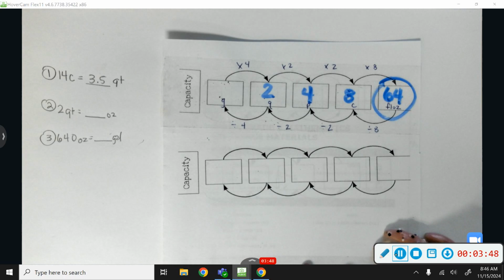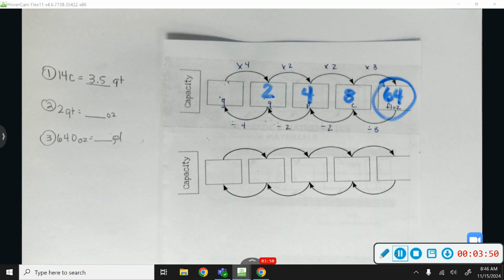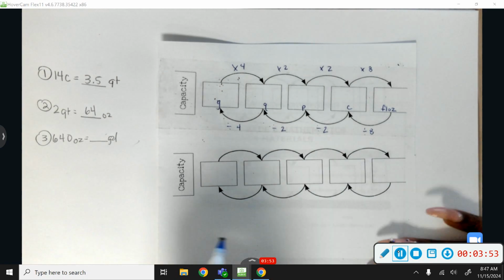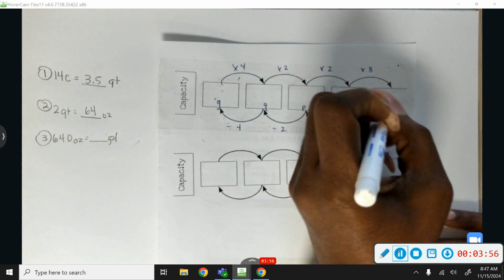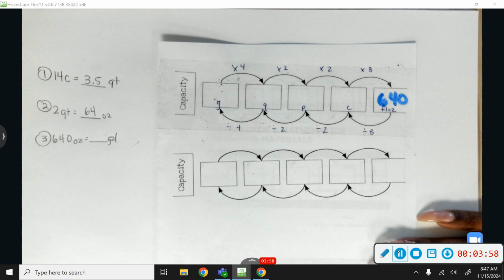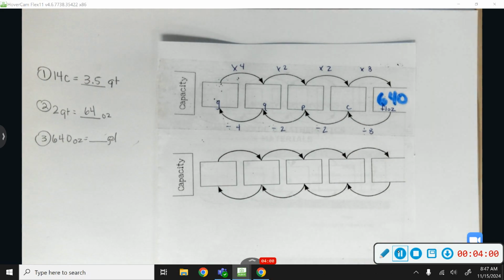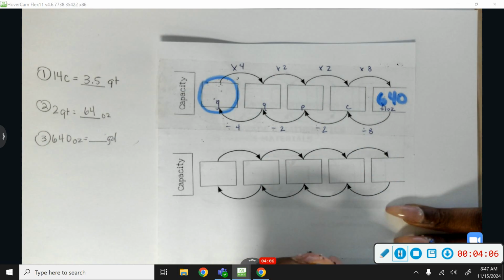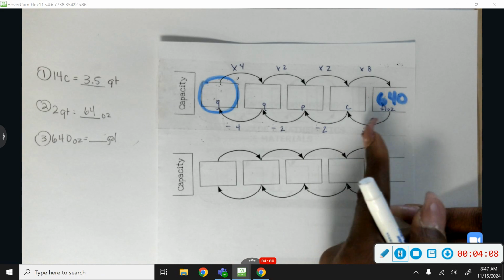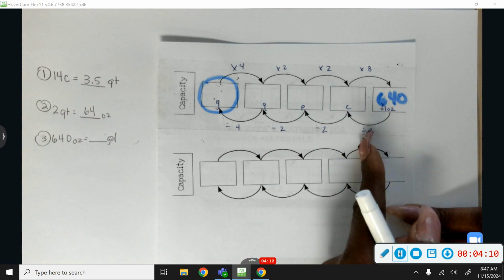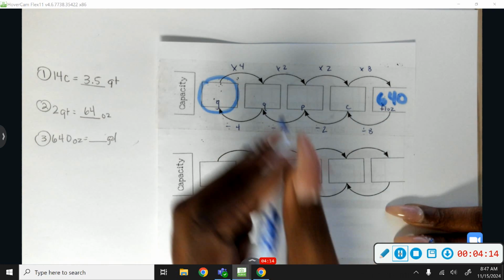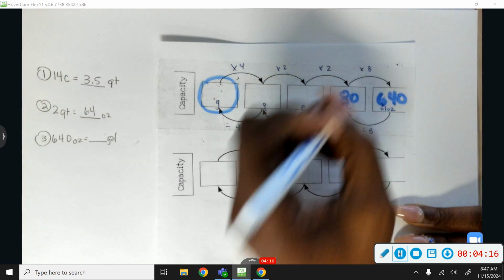Let's try one more. Okay, so let's quickly look at this last one. In this case, we have 640 fluid ounces, and we're going to gallons. So I'm going to just circle my gallons so I can know where we're going. In this case, we're going from small to large, so I'm going to divide. 640 divided by 8, I get 80.